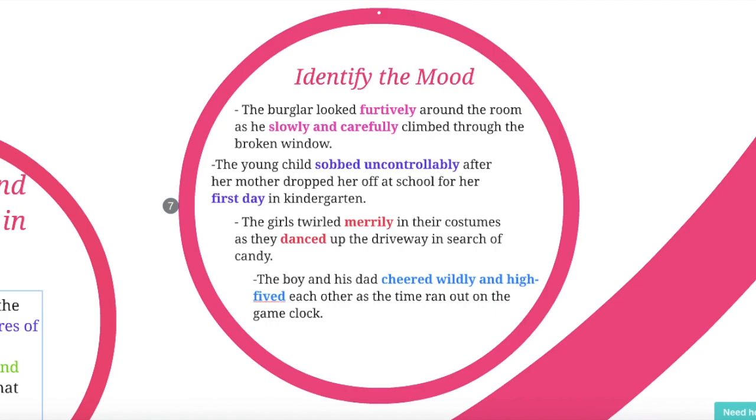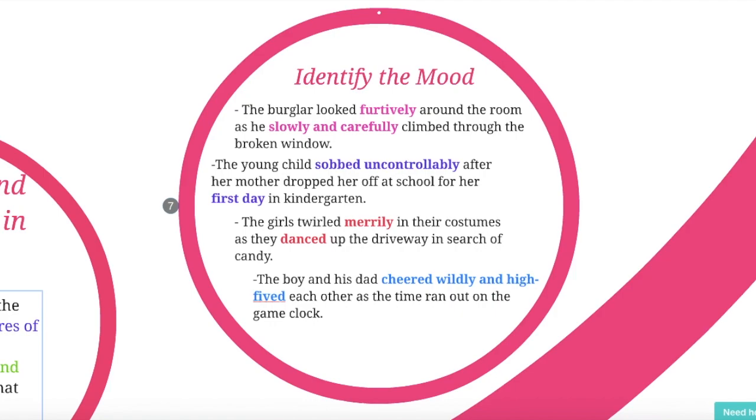The next one, the young child sobbed uncontrollably after her mother dropped her off at kindergarten for her first day. Dropped her off at school for her first day in kindergarten. So the word choice is sobbed uncontrollably. Instead of saying the young child cried after her mother dropped her off at school, sobbing conveys more sadness than cried does. All right, the last one.